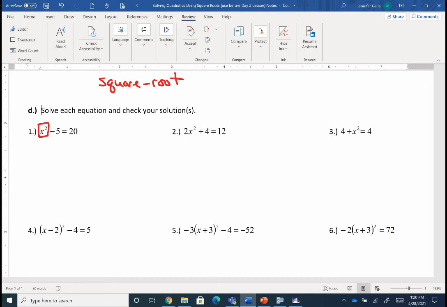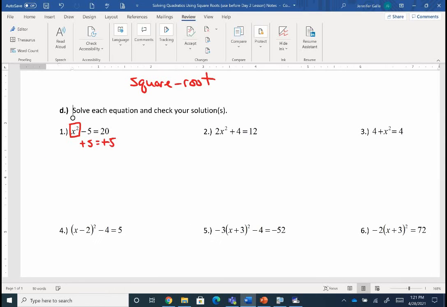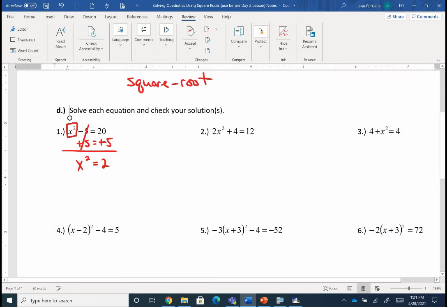How do I move that negative 5 to the other side? Or how do I undo subtraction? What do you think? How do I undo subtraction? Add it, yeah. Add 5 to both sides. Remember, we have to keep our equation balanced. All right, so we add 5 to both sides. We're left with x squared equals 25.